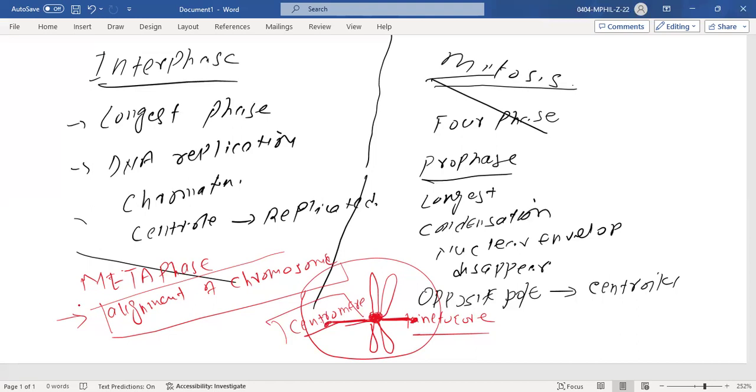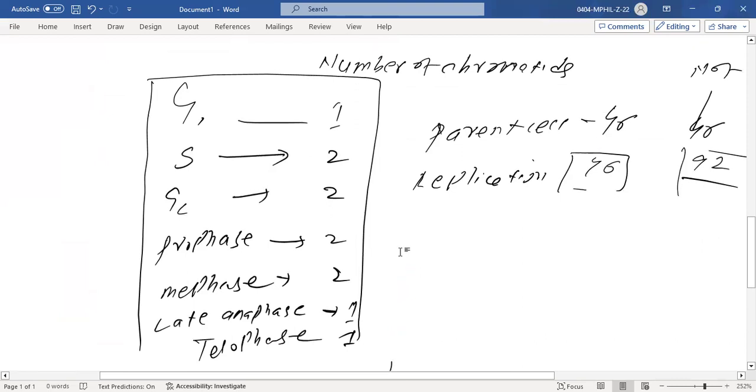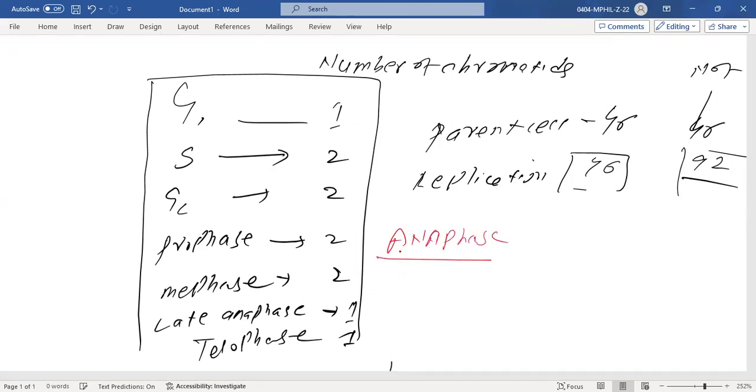Then you have anaphase. Come to anaphase. Let's complete it as soon as possible. Sir, in anaphase the spindle fibers will shorten. Okay, and anaphase will pull the chromatids apart.